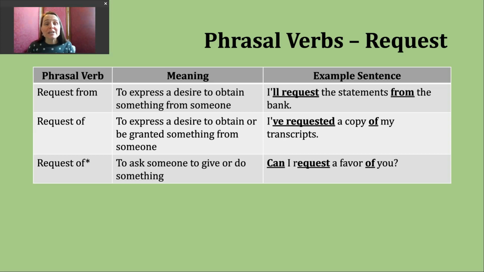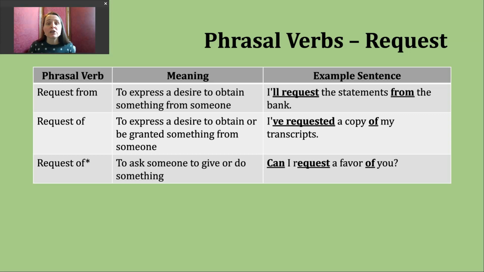The second way we can use request of is to mean to ask someone to give us something or do something for us. An example of this: can I request a favor of you? Right? So in this sentence, I'm sort of asking permission in order to ask someone to do something for me, a favor. Maybe I need a ride somewhere. That might be an example of a favor, or maybe I need them to pick something up for me.